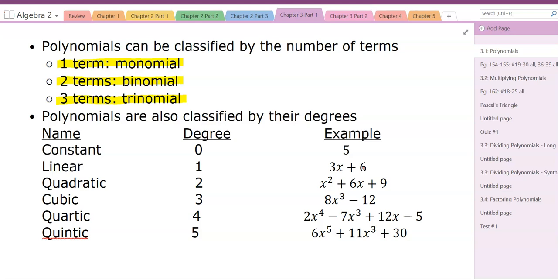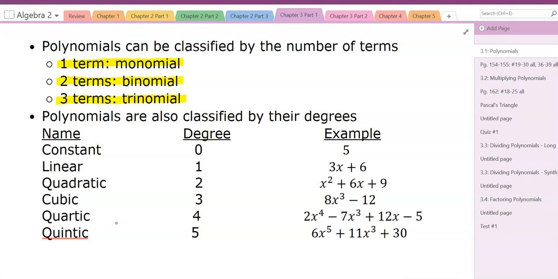Quadratic, we spent a lot of time with quadratics last chapter. Those all have a degree of 2 because you had an x squared. Cubic would be when you have something to the 3rd power, so that degree would be 3. They give you the example 8x to the 3rd minus 12. Quartic would be something to the 4th power. Quintic would have a degree of 5 because it has something to the 5th power.